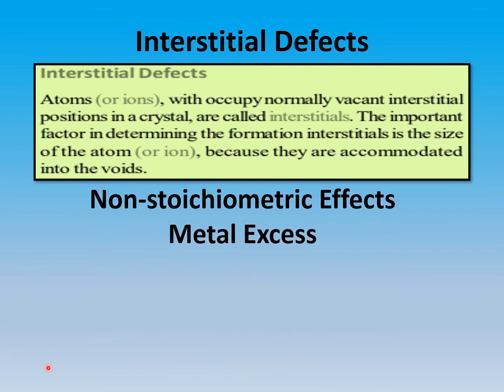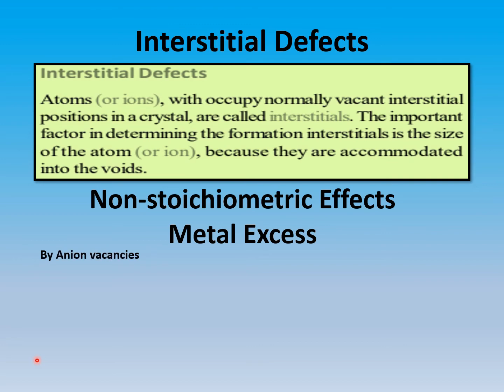What are non-stoichiometric defects? In these non-stoichiometric defects, the cation and the anion will not be the same. That's why we call it non-stoichiometric. In the stoichiometric, both will be the same, so the electrical neutrality will be maintained. Here, the first one we are going to see is the metal excess defect. The metal is going to be in excess.